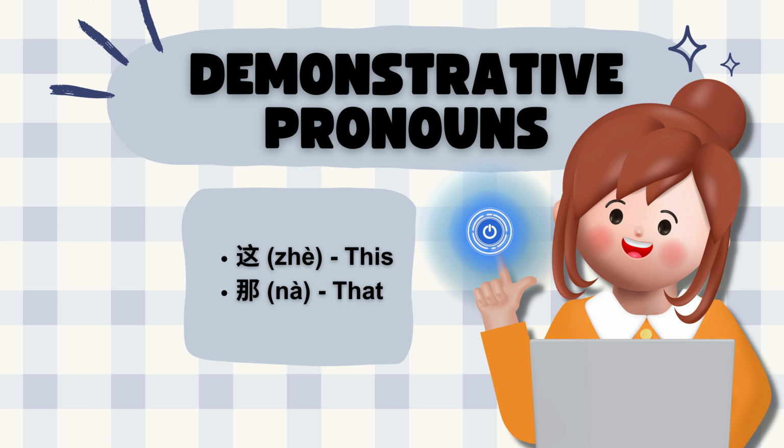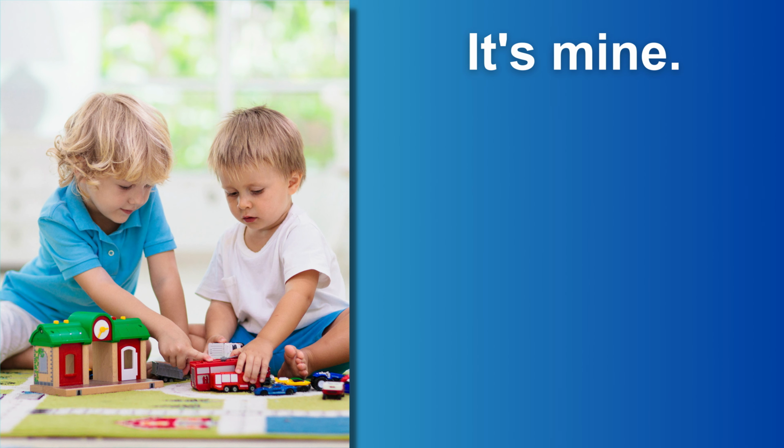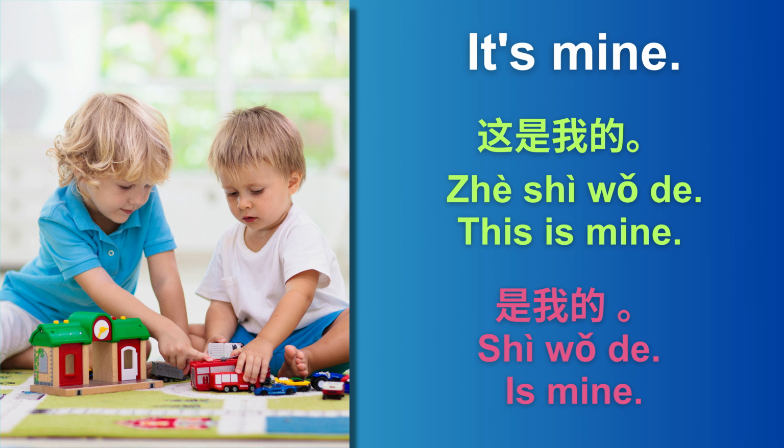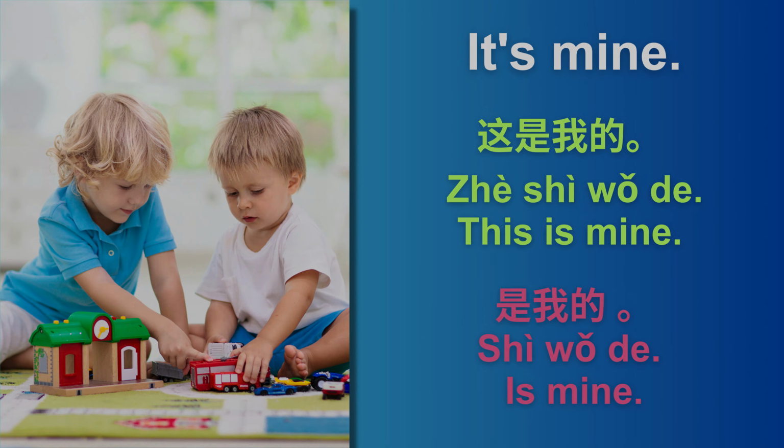这 meaning this and 那 meaning that. A demonstrative pronoun is simply a word that can stand in for a noun. Here is an example. Think of a child saying, it's mine, in English. If the child were Chinese, it could say, 这是我的, using a demonstrative pronoun. 是我的 can also be used in this situation.